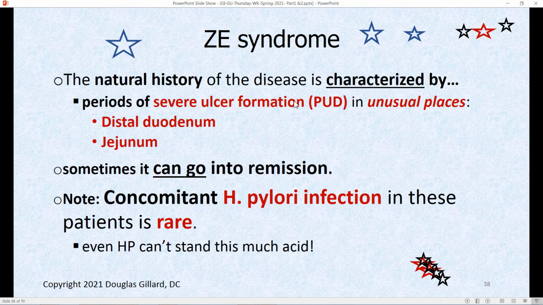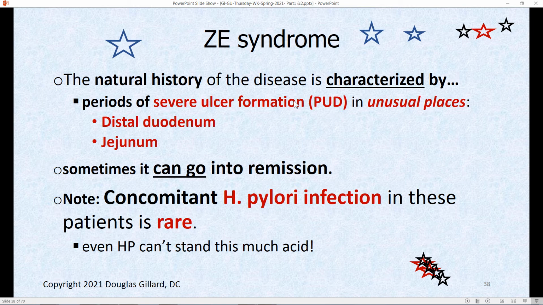What's the natural history of this disease? It's interesting because it doesn't go on all the time. It seems to go into periods of remission sometimes. When it's going, you have ulcers, and the ulcers are in weird places because of all that acid. You get ulcers way downstream in the distal duodenum, even the jejunum. Almost always in a normal person, ulcers are in the proximal part of the duodenum or the stomach, but they're much farther downstream in ZE patients.